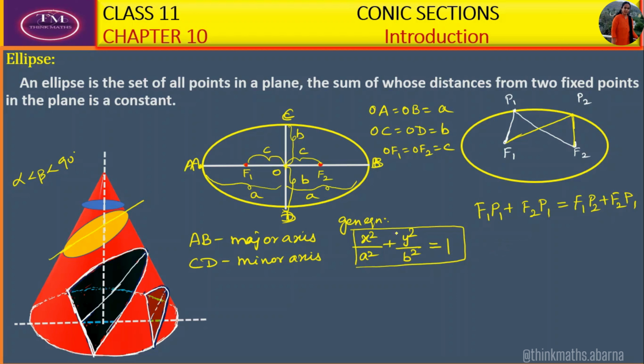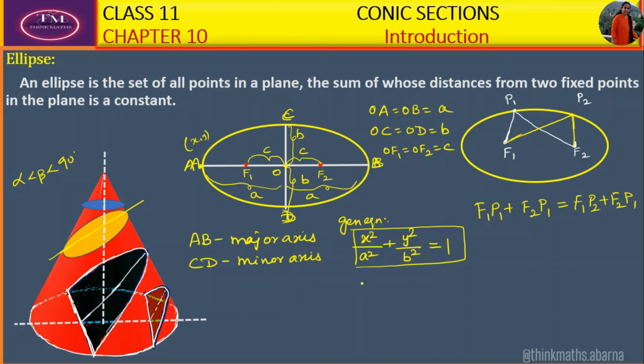This x and y are points on the ellipse. The point A will be x comma y, or B will be x comma y, C will be x comma y, or D will be x comma y. So x and y are points on the ellipse. The value of A and B is here. The value of A is the distance between O and A or O and B. And B is the distance between O and C or O and D. Okay. So this is the equation of the ellipse.